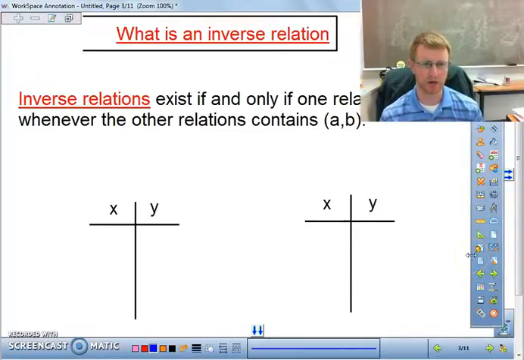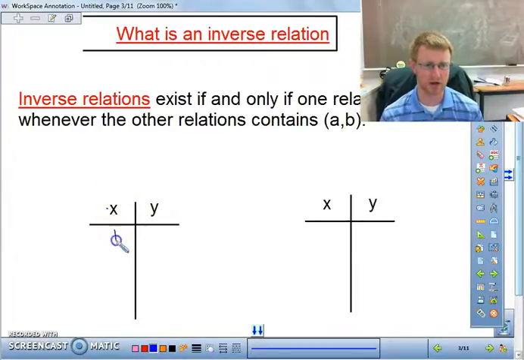So let's talk about what an inverse relation looks like. We have a definition here. It says that inverse relations exist if and only if a relation contains (b, a) whenever the other relation contains (a, b). So what does that mean? Well, briefly, let's just talk about what that means.